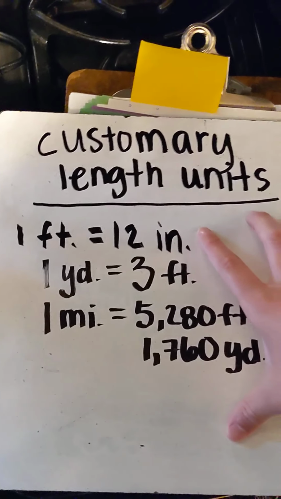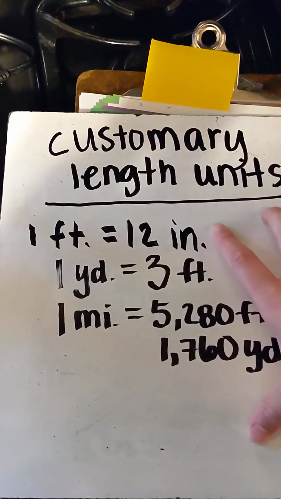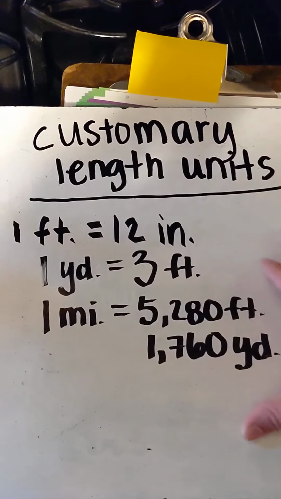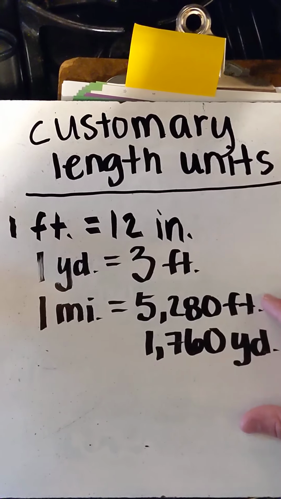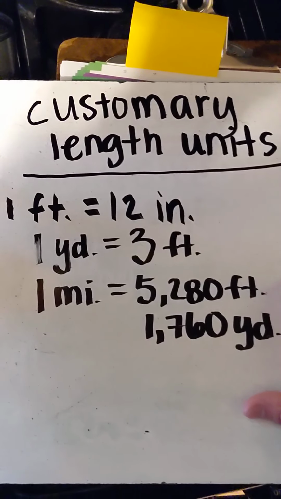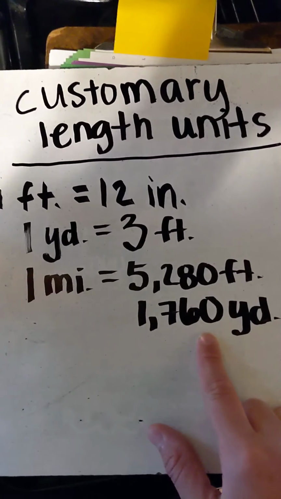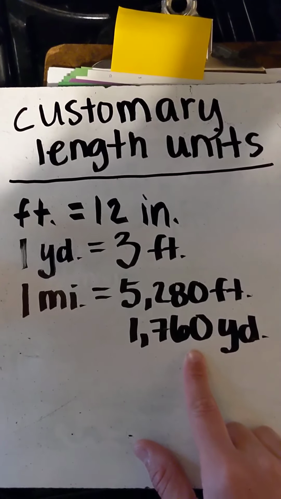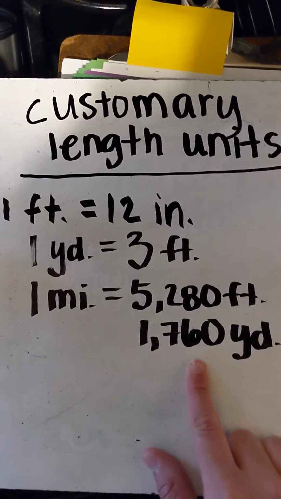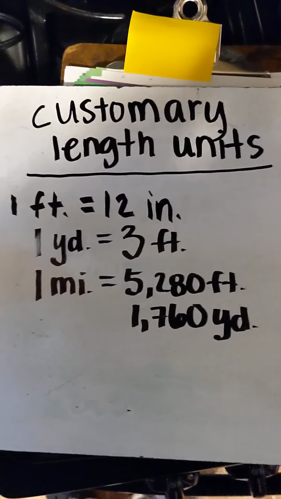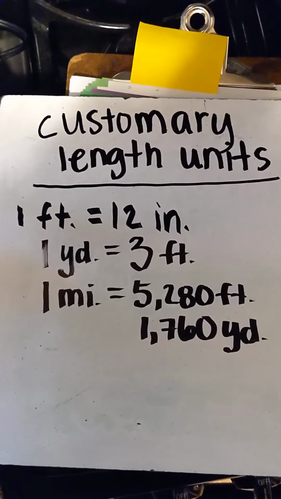So remember, this is a review. 12 inches are in 1 foot. 3 feet are in 1 yard. 5,280 feet are in 1 mile. And then 1,760 yards are in a mile. I don't think we have that in our notes, but we did that on a Google form at one point. If you want to add that in your notes to have it as a reference, that would be helpful. If not, you at least have it here in this video.